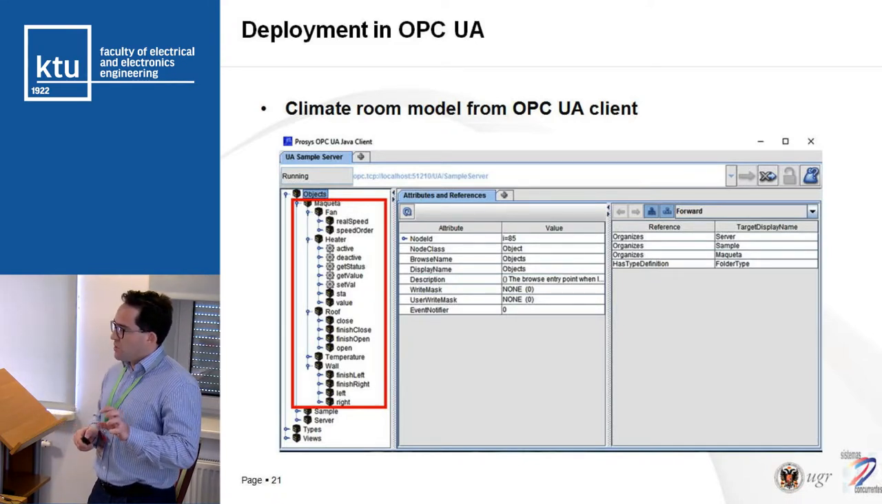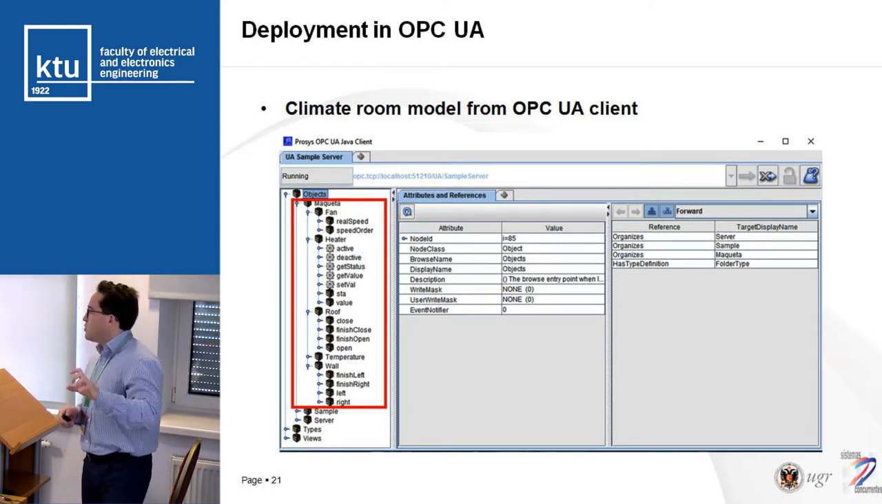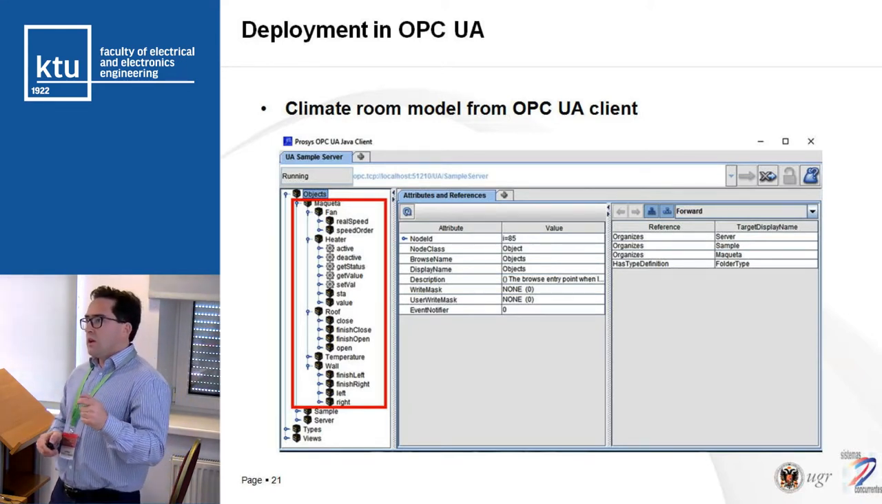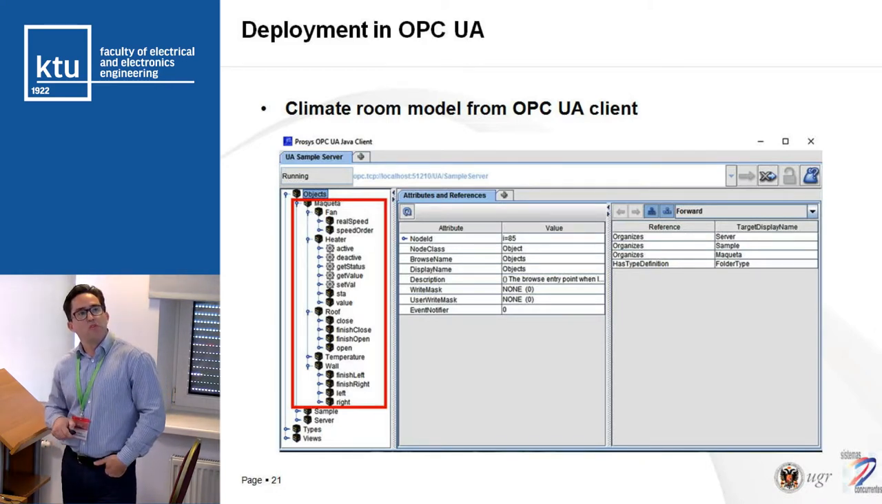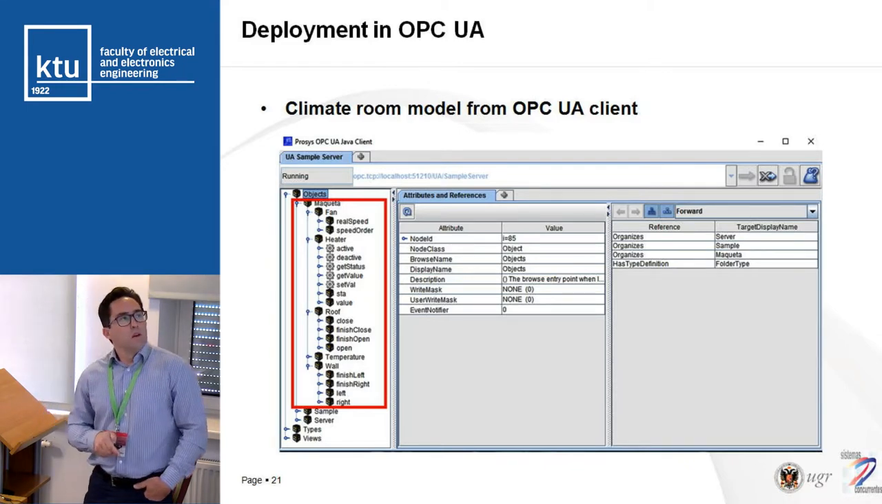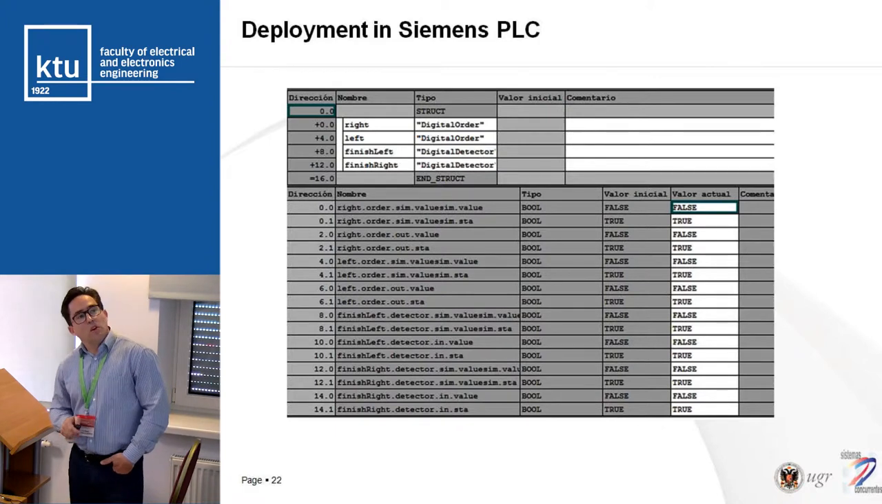This is the result, because we have IMAS deployed in the OPC UA. We have the metamodel in the OPC UA server, and we can create models using this metamodel. And this is the result from the point of view of the OPC UA client. We can see here all the objects that we have defined in the model. And this is the result of deployment in Siemens PLC using UDT. Okay.